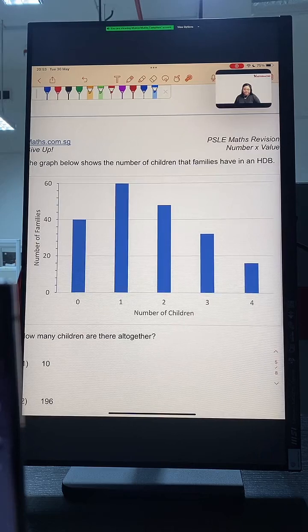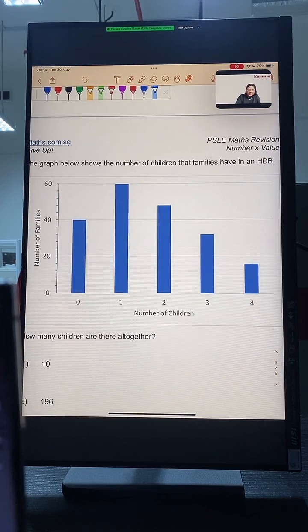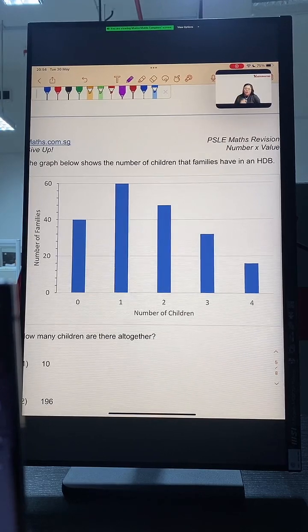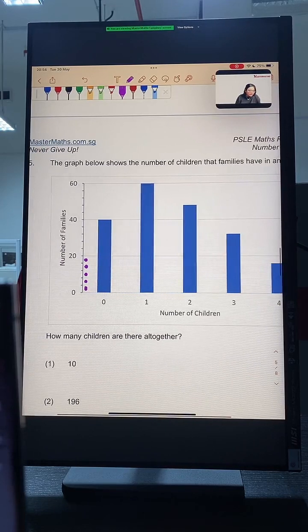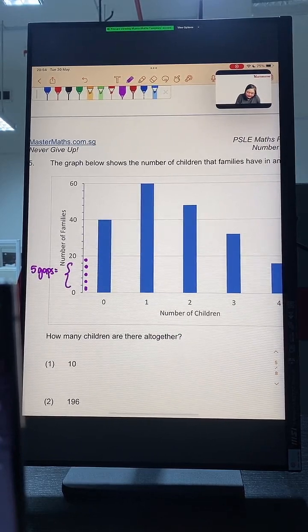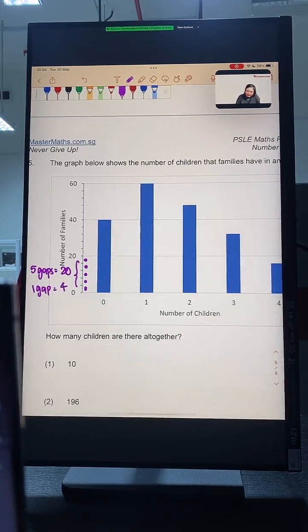Alright, so for this question, the first thing you want to do is to go and find out the gaps. For those of you who have a hard time finding each interval, we always go and find the gaps, okay? So there are 1 gap, 2 gaps, 3 gaps, 4 gaps, 5 gaps. So there are 5 gaps here. Let me shift this a little bit. 5 gaps is 20, because it's from 0 to 20. So I can find 1 gap. 1 gap would be 20 divided by 5 to give us 4.